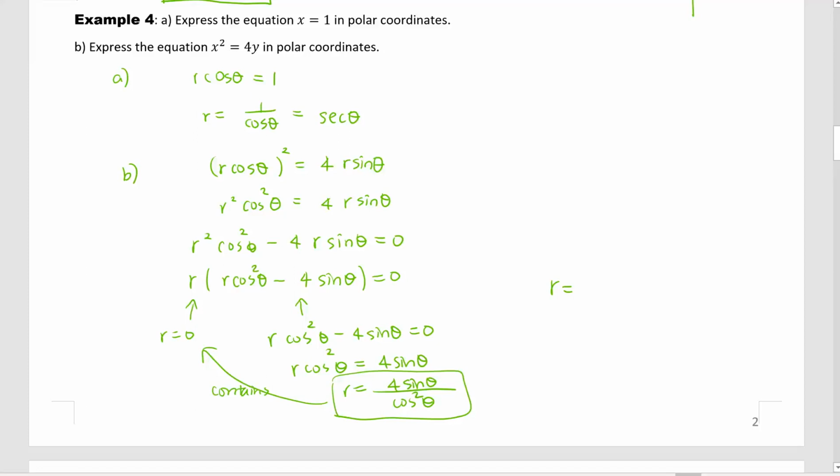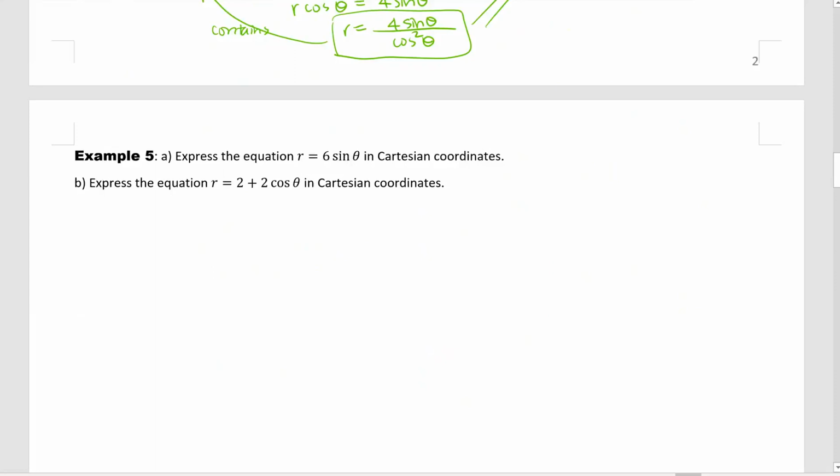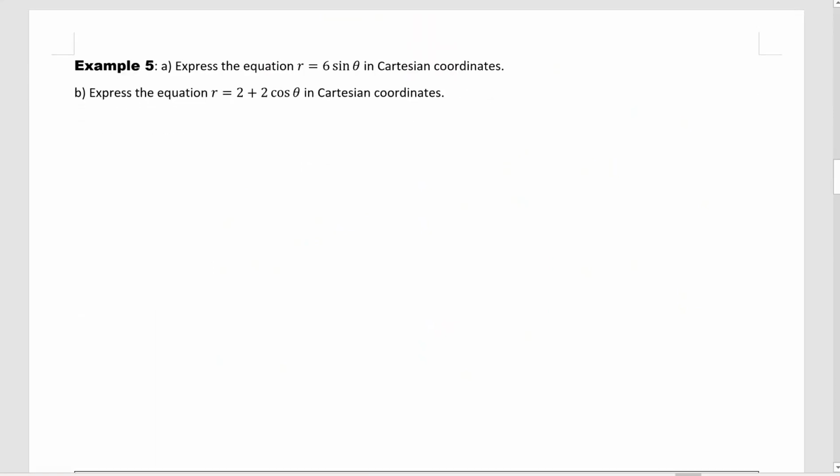So our answer is this, and it also equals, we can think of this as sine over cosine and 1 over cosine. Then this is 4 tangent theta secant theta. You can also keep the old form. You don't need to express it this way. They all work. So that is part B. Let's look at example 5. Now, given the polar equations, how do we get the xy equation? Well, let's see.